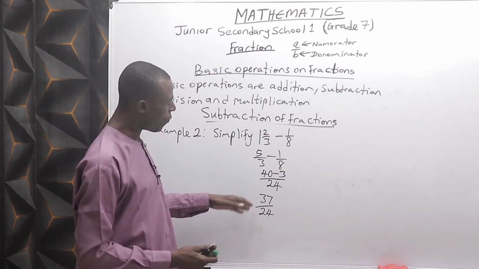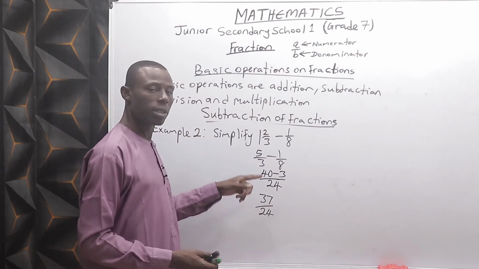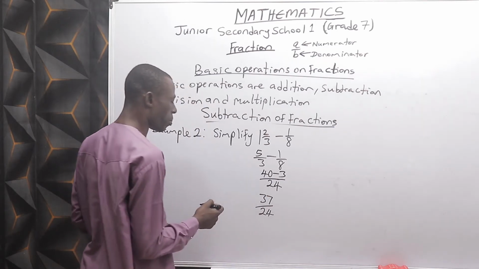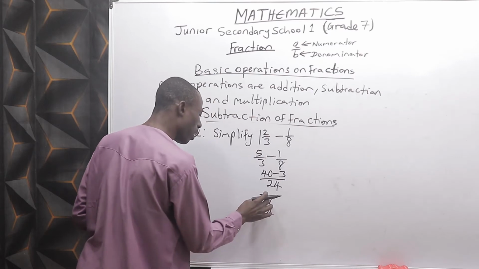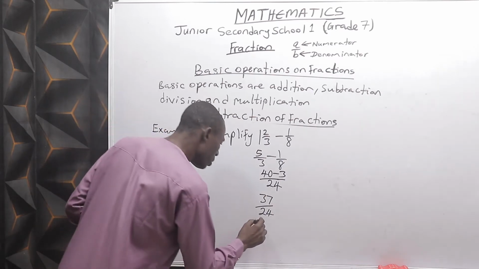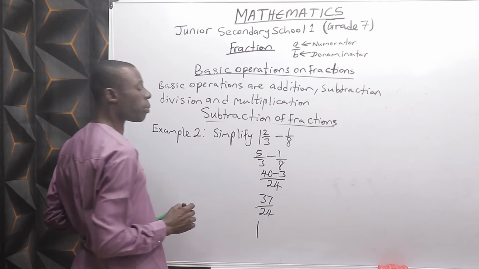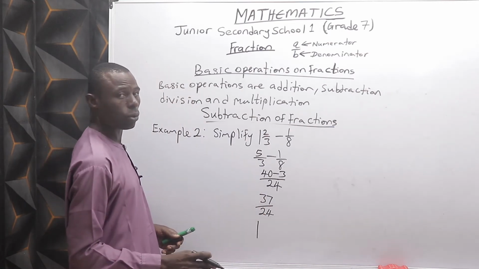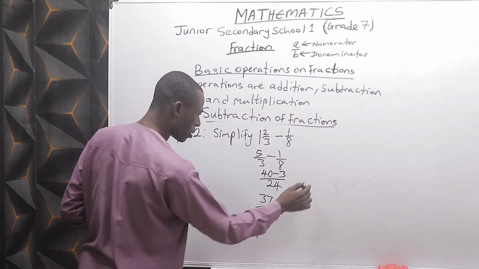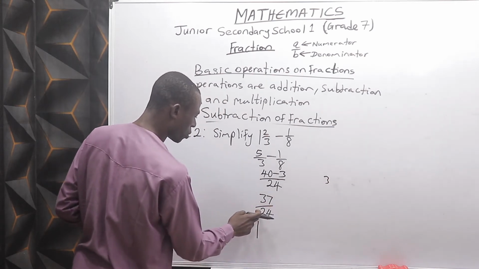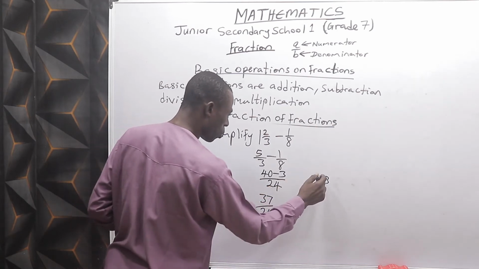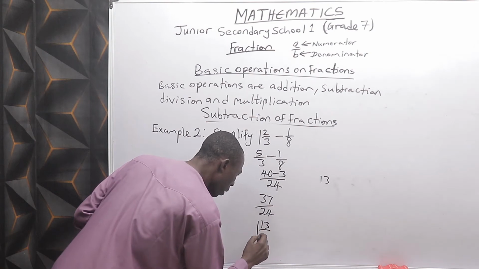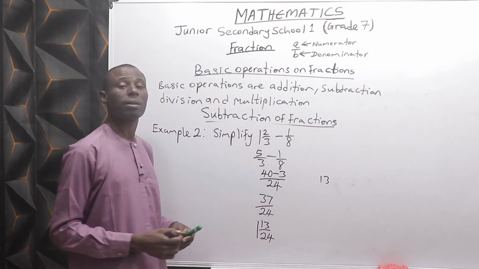There is no common factor to 37 and 24, so we convert this to mixed number. How many 24 do we have in 37? That is 1. Remains what? You just subtract 24 from 37 to know what it remains. Subtract 4 from 7, that is 3. Subtract 2 from 3, that is 1. So that is 13. We have 13 over 24. So that is the answer.